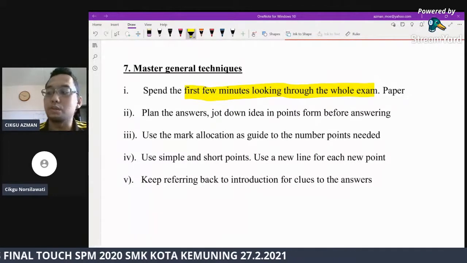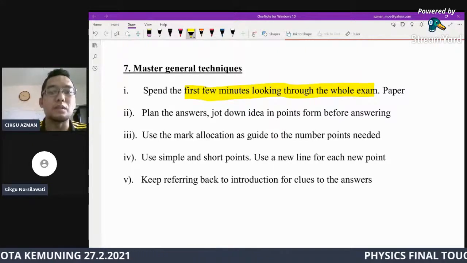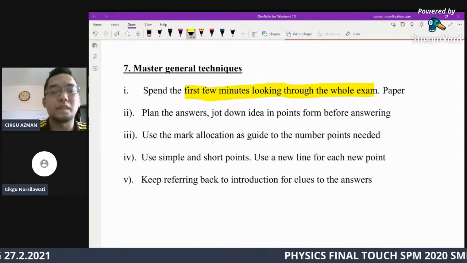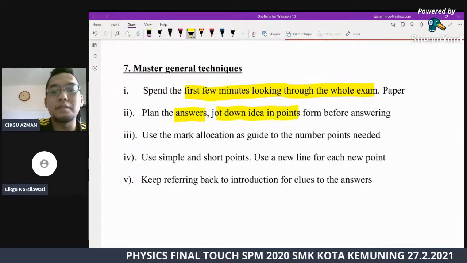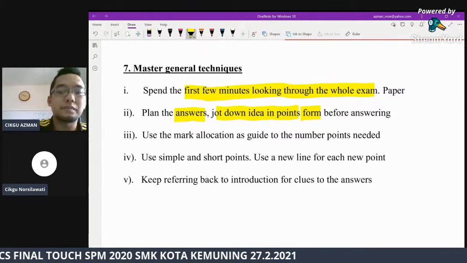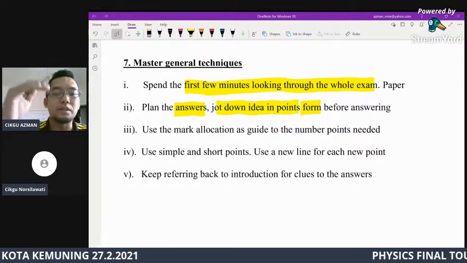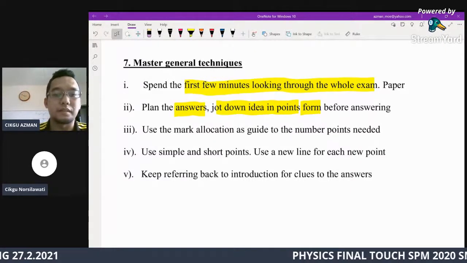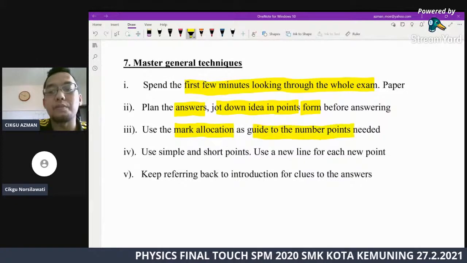First, what you need to do, you notice the concept. Kena ingat. Which chapter, which concept. Okay. And then plan the answers. Jot down ideas in points before answering. Okay. Don't write in a very long essay. No need. You need to write in points. Okay. Use the mark allocation as guide to number of points needed.